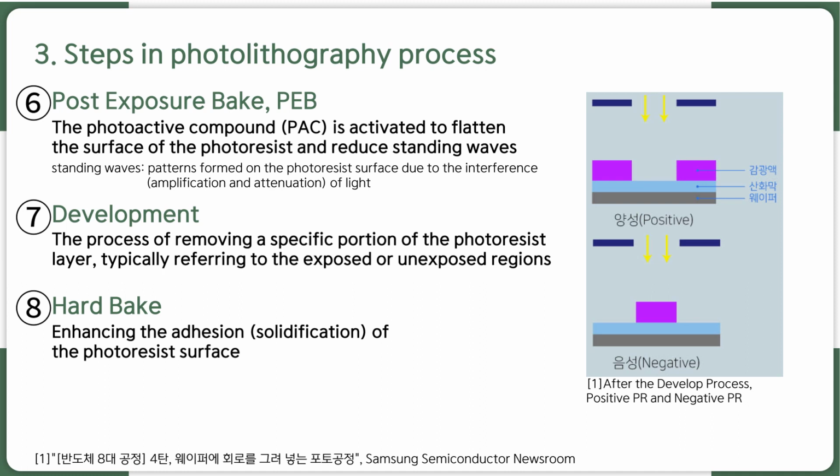Following the exposure step, the post-bake process is performed to flatten the surface of the photoresist. In the develop process, exposed or unexposed regions are selectively removed. The final step in the photolithography process is the hard bake.